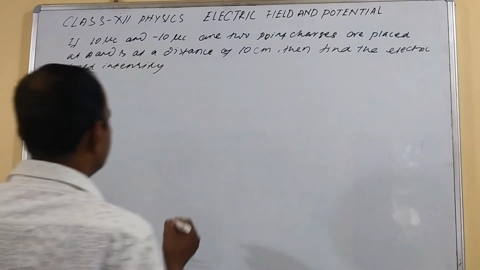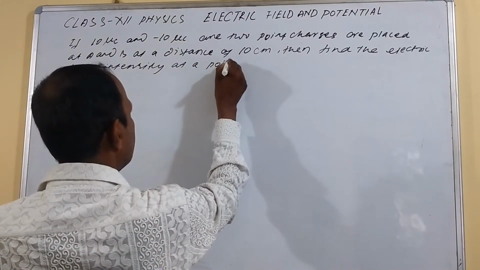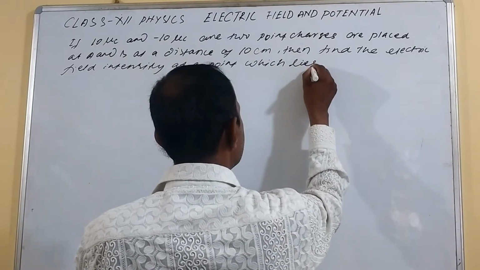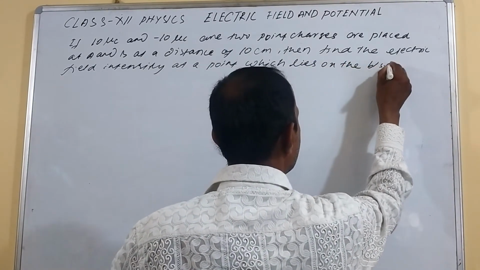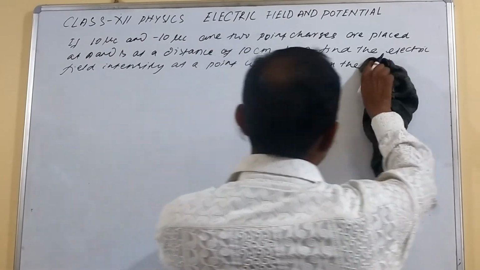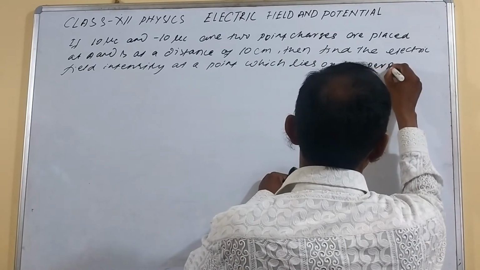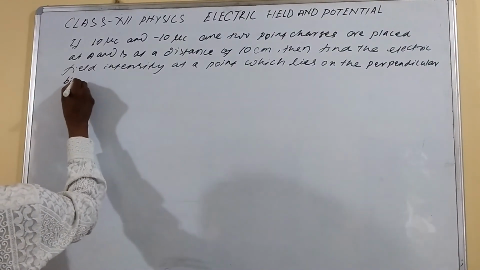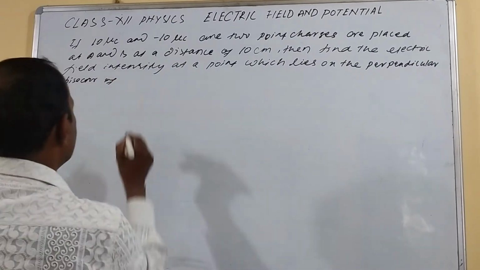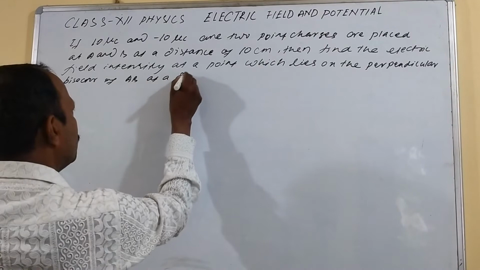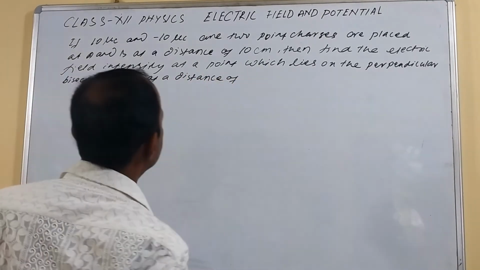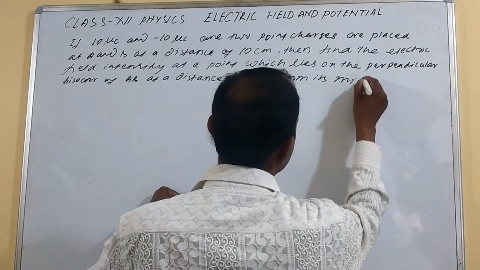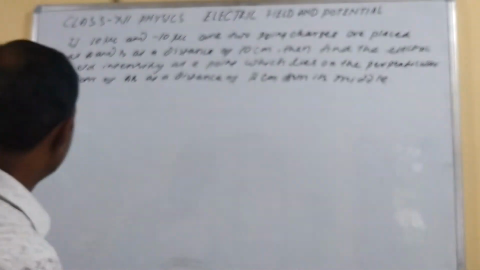Electric field intensity at a point which lies on the perpendicular bisector of AB at a distance of 12 centimeter from its middle. See how the figure is.